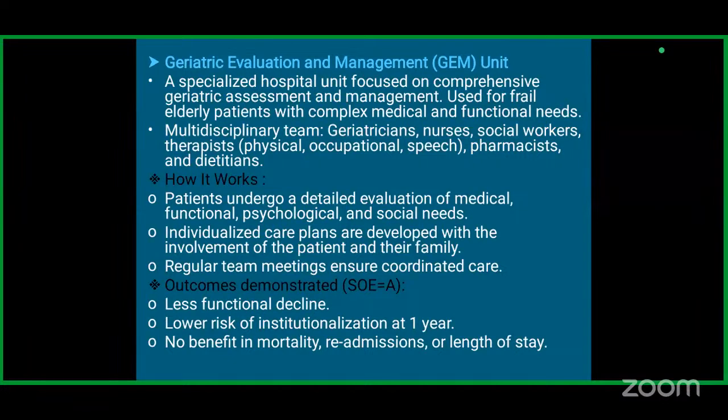So how it works: the patient undergoes a detailed evaluation of medical function, psychological and social needs, and an individualized care plan is developed with the involvement of the patient and their family, and regular team meetings ensure coordinated care. The strength of evidence of the positive outcomes demonstrated includes less functional decline and a lower risk of institutionalization after 1 year, but there was no benefit in mortality, readmission, and length of stay.